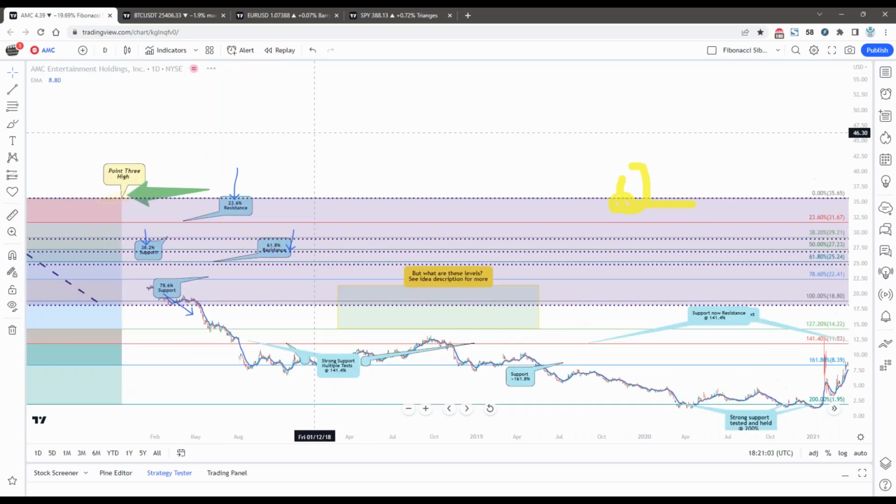So we want to be able to look at price and understand what it is saying, what it's trying to do, and what it would like us to do.